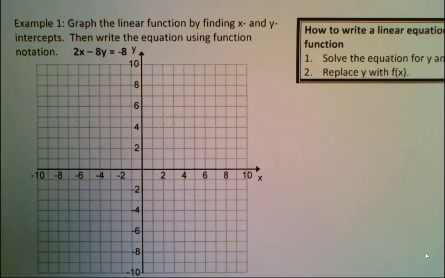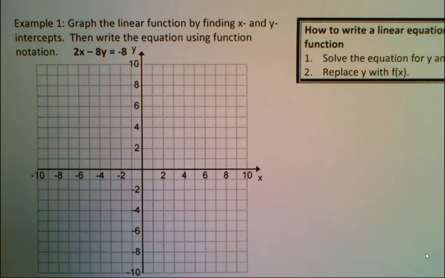We're going to look at how to graph linear functions, and we're going to look at graphing linear functions by using the x and y intercepts, as well as the slope intercept formula, or the slope intercept method that we're going to use. So let's take a look at our first example.